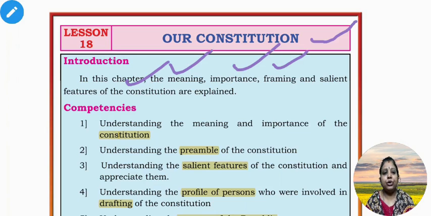First point, you have to understand the meaning and importance of the Constitution. Second point, you have to understand the preamble of the Constitution. Third point, the salient features of the Constitution. Fourth, you have to understand the profile of the persons who were involved in the drafting of the Constitution.